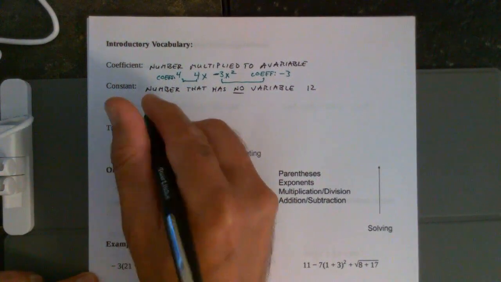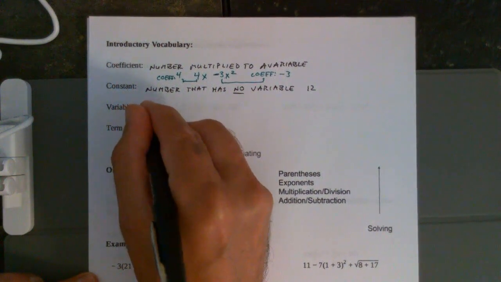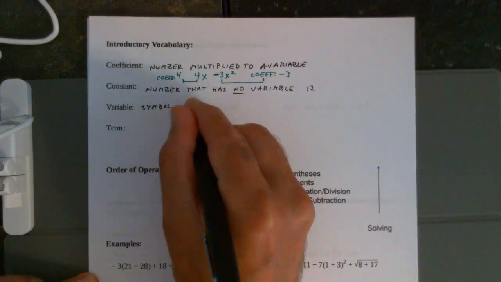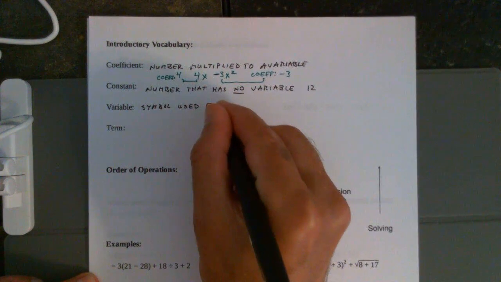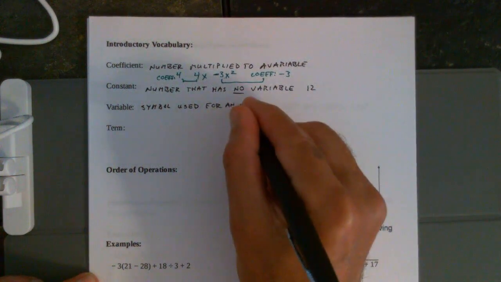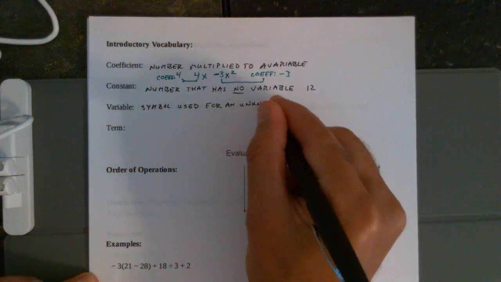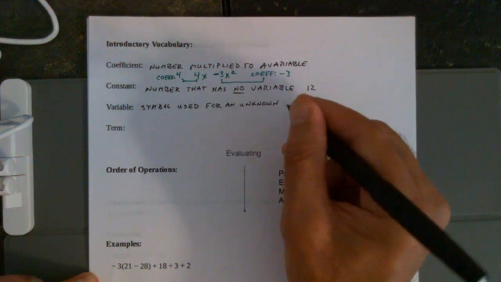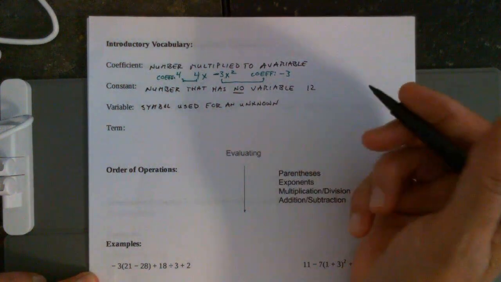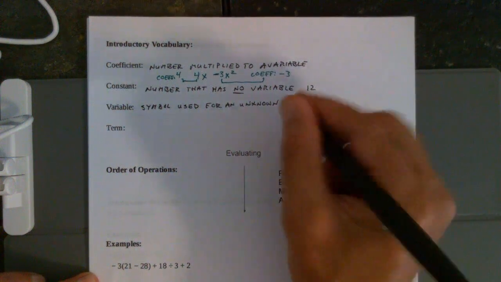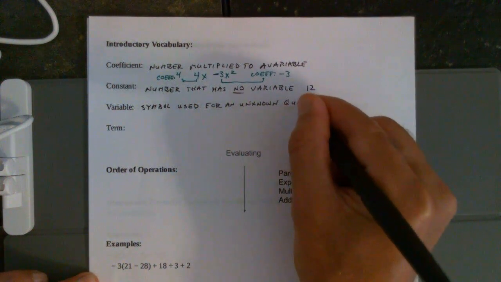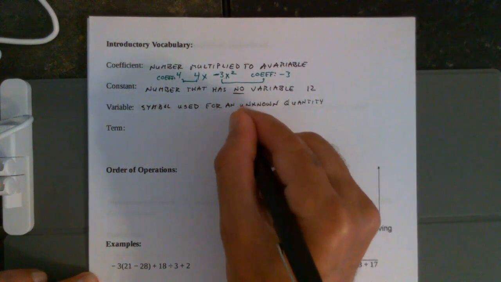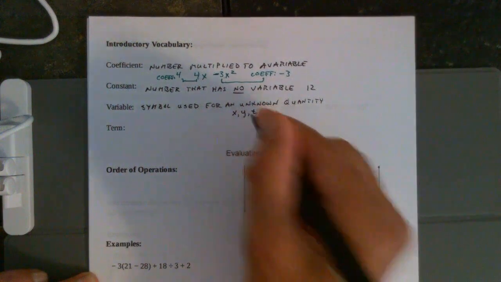A variable is a symbol that we use for an unknown value. You are mostly used probably to using X or Y. It could be any letter, symbol, anything. A smiley face, in effect, could be a variable if it's standing for an unknown quantity. So the most common ones we use are X, Y, and T, T for time.